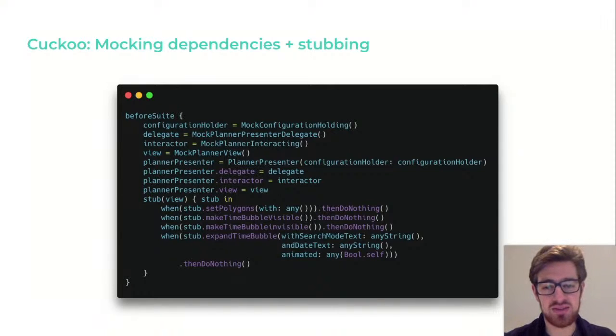If you look at the last example, expand time bubble, we're saying that whenever expand time bubble is called with a search mode text that is any string, and a date text that is any string, and animated that is any bool, doesn't matter if it's true or false, we're just saying if it's a Boolean, then if that is the case, then do nothing. And there's more you can do than do nothing. You can say, for example, then call real implementation if you want to actually call the real functionality of that function. Or you could do then return. If it's a non-void function, if it actually returns a value, you can say then return this or that.